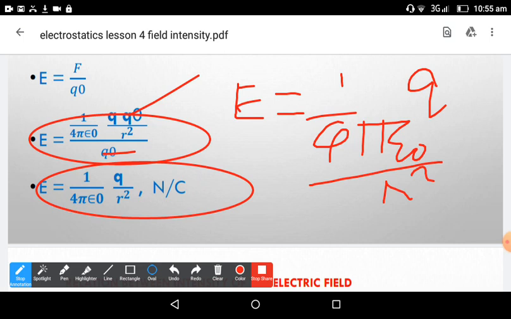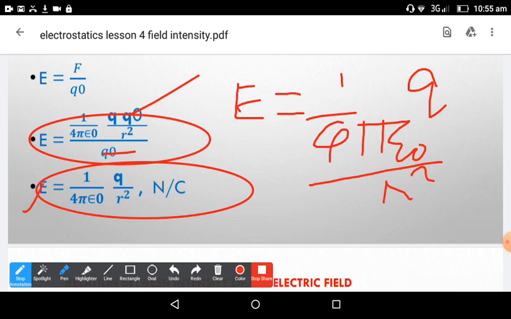So this is intensity of electric field. We say intensity of electric field, and we denote it with an uppercase letter E. This is also the force, but acting on unit positive charge. Simply remember, electric force F equals Q1 Q2 divided by 4 pi epsilon naught R square. But intensity of the electric field E equals 1 by 4 pi epsilon naught Q by R square.